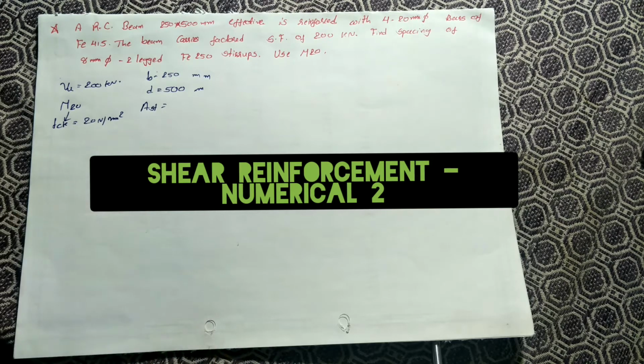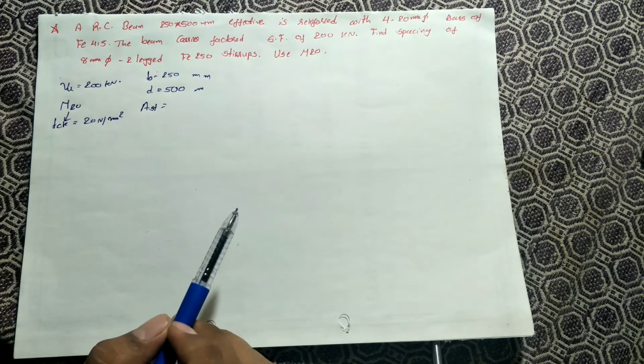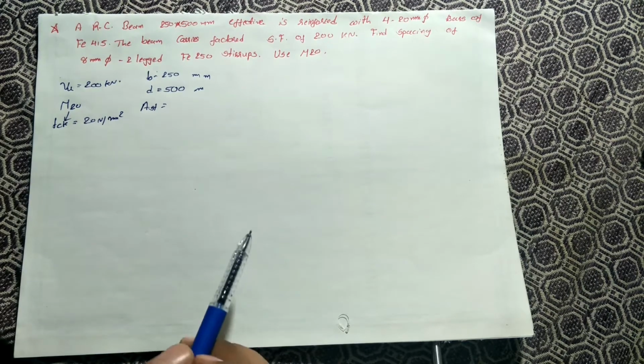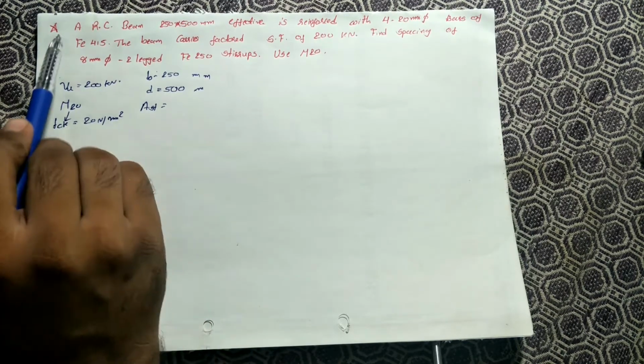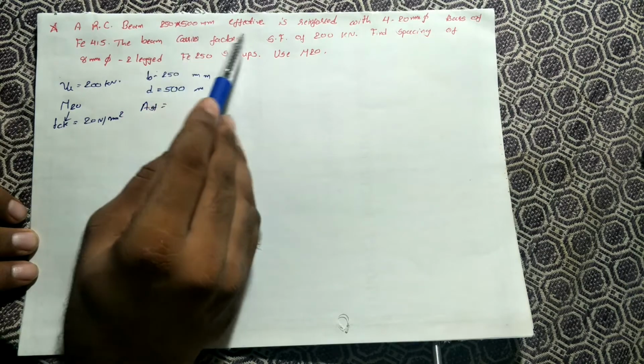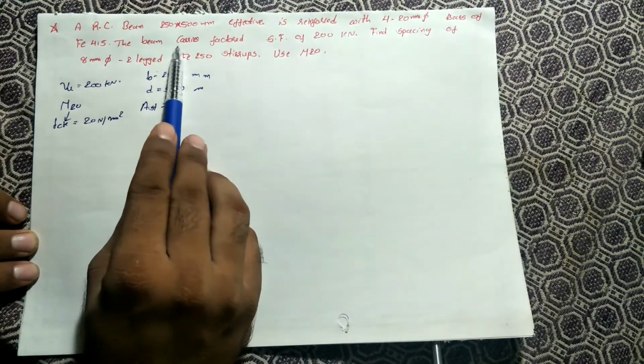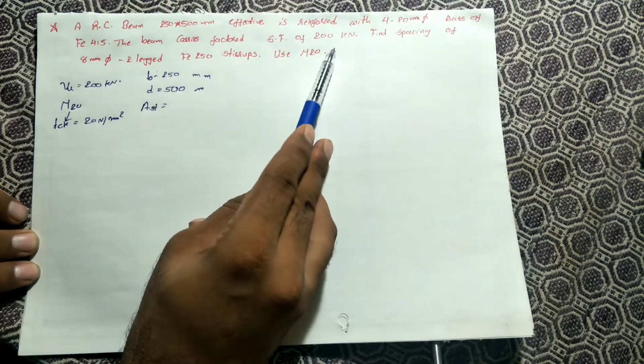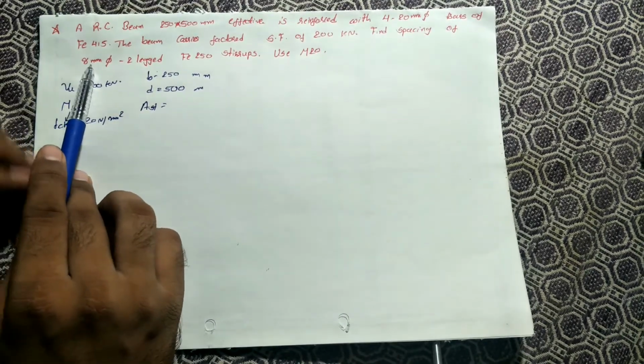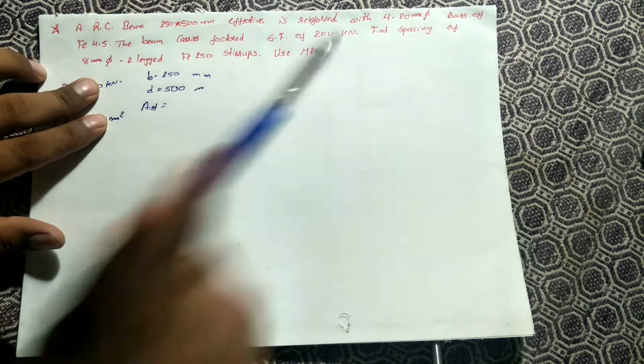Hello friends, now we will solve an example based on shear reinforcement. We have data over here: an RC beam 250 by 500 effective is reinforced with 4-20 dia bars of Fe415. The beam carries a factored shear force of 200 kN. Find the spacing of 8 mm dia, 2-legged Fe250 stirrups, use M20.